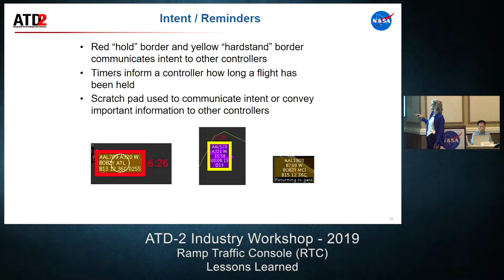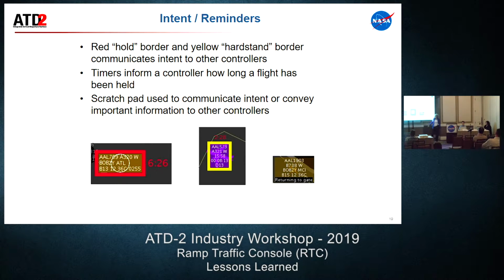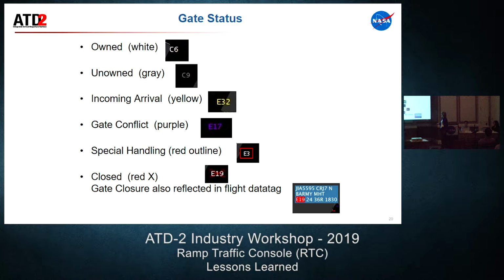Some intent reminders. Debbie discussed in detail the flights put on hold and the hard stand. These communicate intent. It's not just a reminder for this controller, but if a controller's at another station, he can see whether a plane is going to be coming into his area or if it's going to be held off because it's got the red border. He can tell that immediately at a glance. And then the scratch pad here on the right is an area where controllers can write information specific to a flight to communicate information between controllers at different stations.